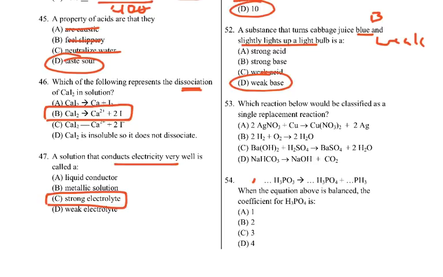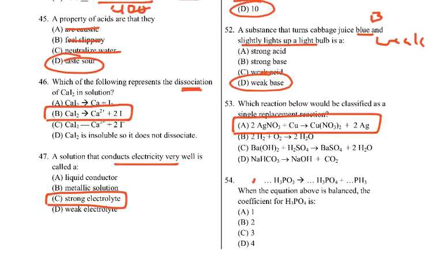Okay, which is a single replacement reaction? We need a compound and an element turns into a compound and an element. The B, that would be synthesis, C would be double replacement, and D would be decomposition.